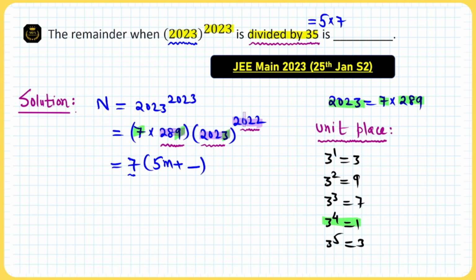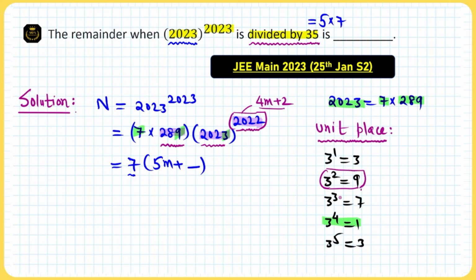This number 2022 is basically 2020 plus another 2. So this number is of the form multiple of 4 plus 2, which you can write as 4m plus 2. And you can see that if I have 3 raised to 4m plus 2, then the digit at unit place will be 9. In 3 square we have 9.